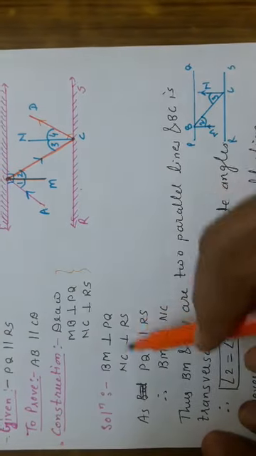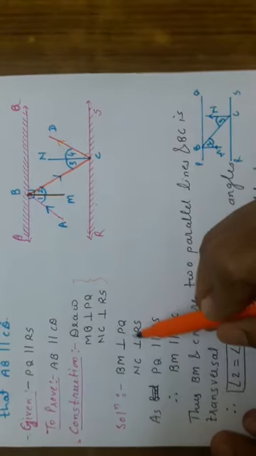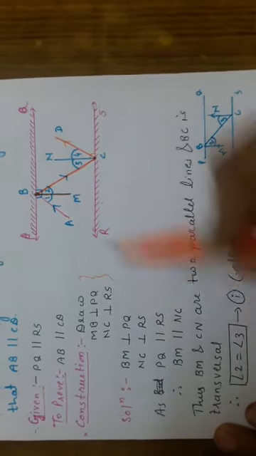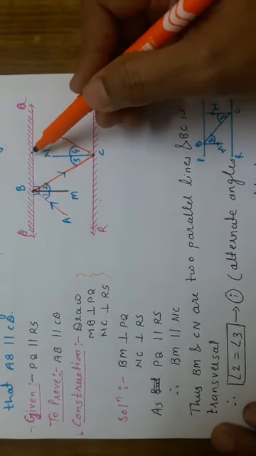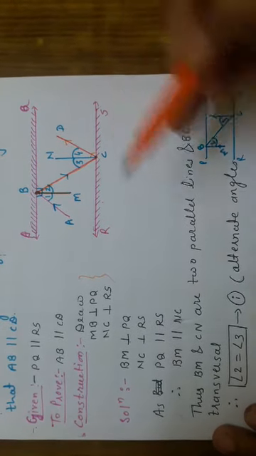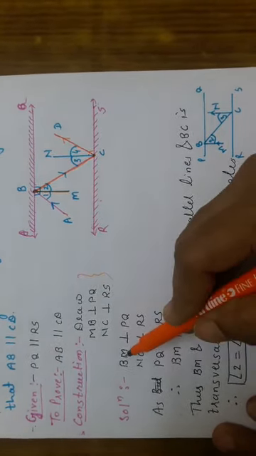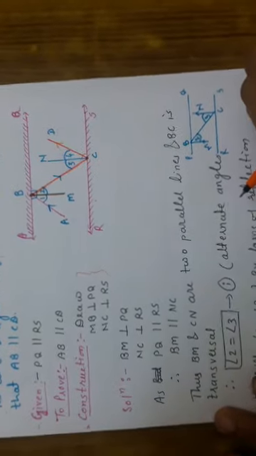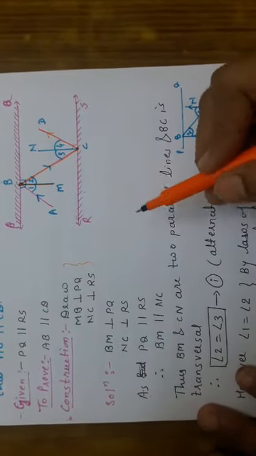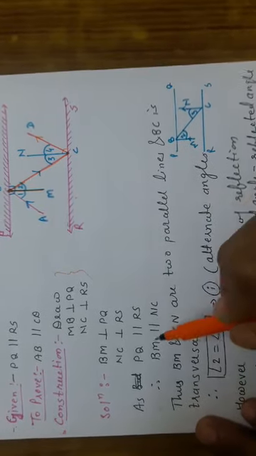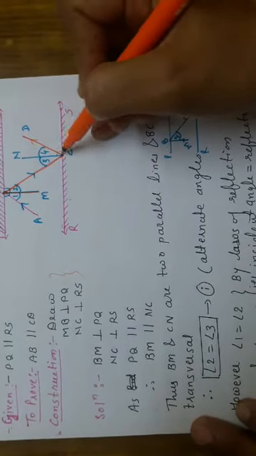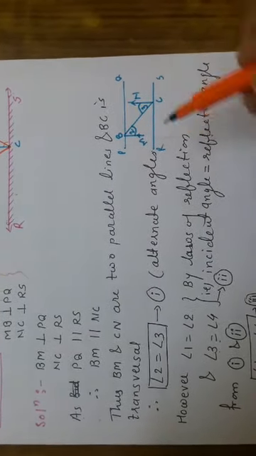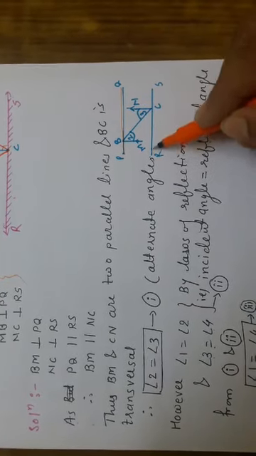This is the construction. Now BM is perpendicular to PQ and NC is perpendicular to RS, but both these perpendicular lines, since PQ and RS are parallel to each other, are also parallel to each other. On which basis are we saying this? Perpendiculars drawn to parallel lines are parallel to each other. That's why these normals are also parallel to each other. So BM and CN are the two parallel lines. BC is a transversal. I have drawn the diagram here for PQ and RS.